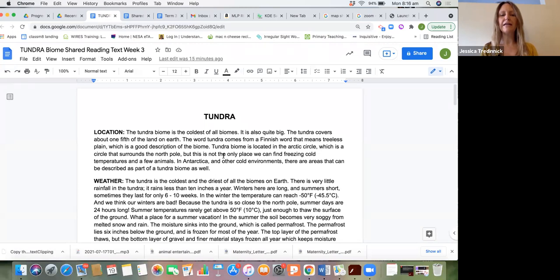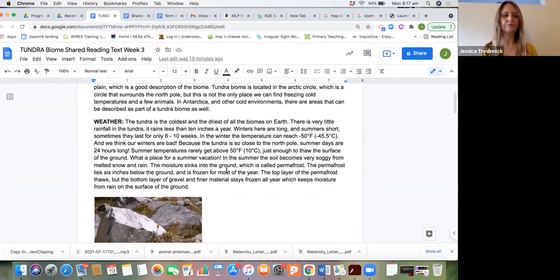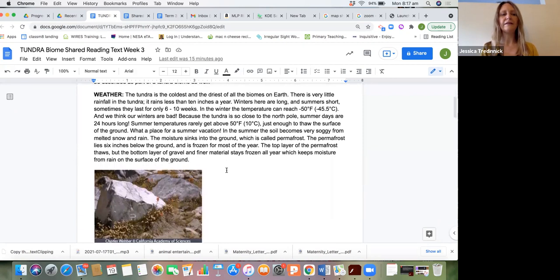Tundra biome is located in the Arctic Circle, which is a circle that surrounds the North Pole. But that is not the only place we can find freezing cold temperatures and a few animals. In Antarctica and other cold environments, there are areas that can be described as part of a tundra biome as well. Weather. The tundra is the coldest and driest of all the biomes on Earth. There is very little rainfall in the tundra. It rains less than 10 inches a year.